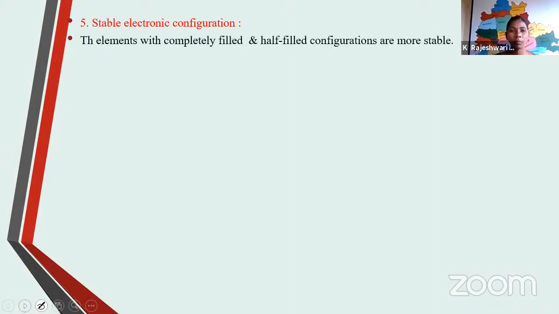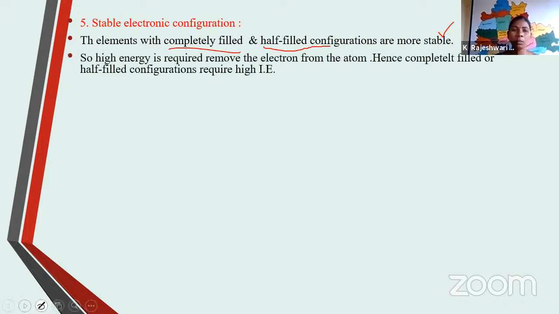The last factor which is influencing the ionization energy is stable electronic configuration. So the elements with completely filled and half-filled configurations are more stable. This is very, very important. Completely filled and half-filled configurations are more stable. If more stable, we require high energy. High ionization energy is required to remove the electron from the atom. So that's why high ionization energy is required.